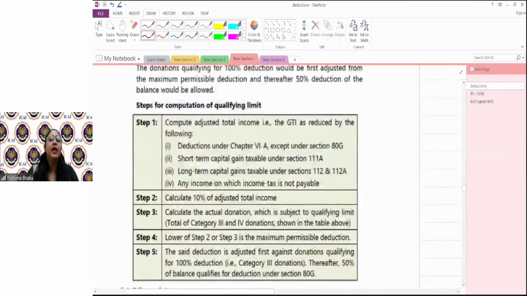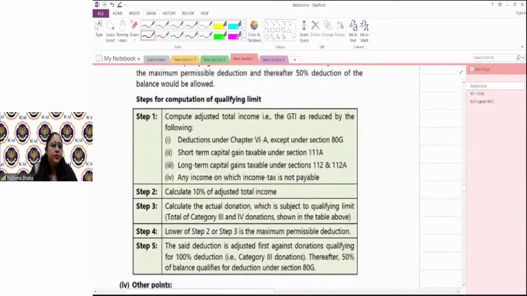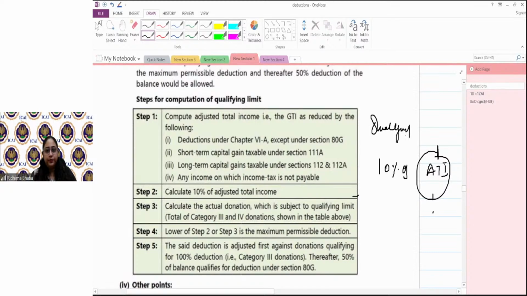So there is a very simple way to calculate the qualifying limit, guys. It's very simple. Qualifying limit is nothing but 10% of adjusted total income. Now you will say, ma'am, what is adjusted total income? So I told you qualifying limit is equal to 10% of adjusted total income.